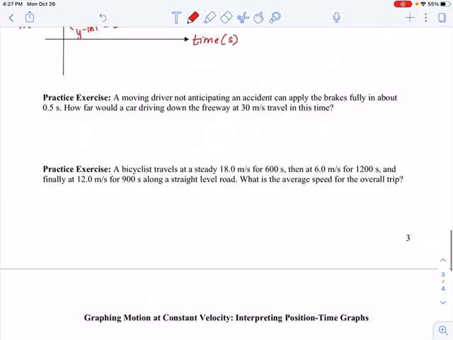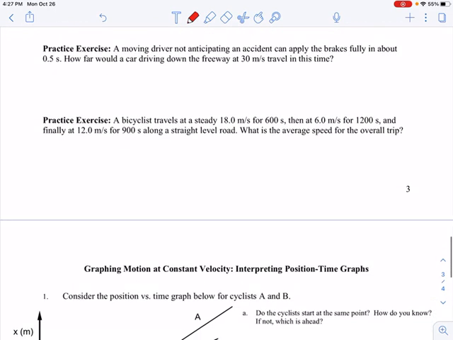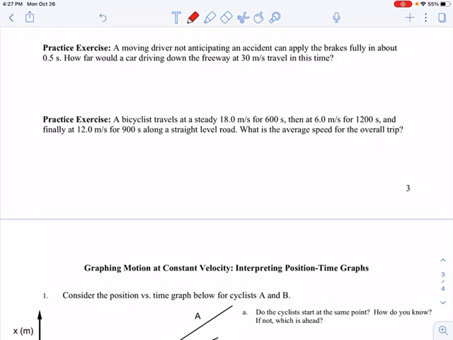Okay, so let's do a practice exercise. A moving driver, not anticipating an accident, can apply the brakes fully in about 0.5 seconds. How far would a car driving down the freeway at 30 meters per second travel in this time?